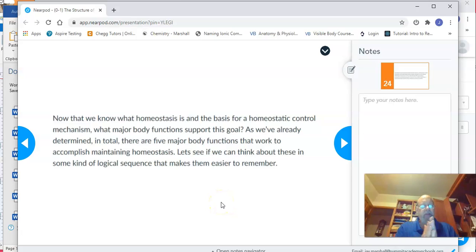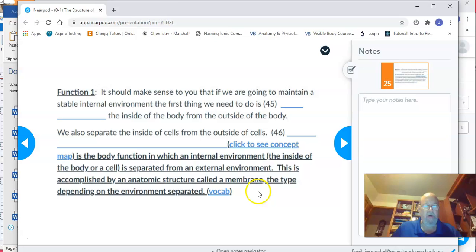Now that we know what homeostasis is and the basis for a homeostatic control mechanism, let's get back to the graphic organizer. What are the body functions that support this goal? Again, that's what we're trying to do here. We're trying to figure out what functions accomplish the goal. We interact with the environment, and that interaction has goals. What functions accomplish those goals? Okay. Let's see if we can think about them in some kind of an order here that will help us.